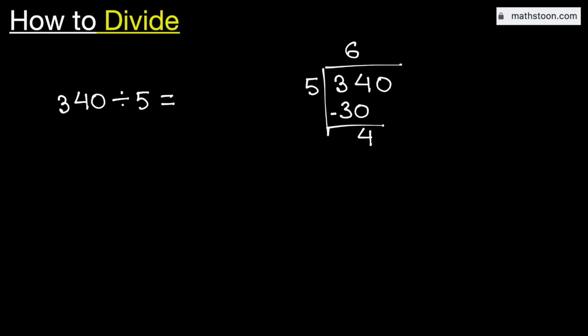That is why in this case we will bring down this 0 here. Now we know that 5 times 8 is 40. Subtract, we get 0. As we have no number to bring down here and got the number 0, so we will stop. Therefore, 340 divided by 5 is equal to 68. And this is our final answer.